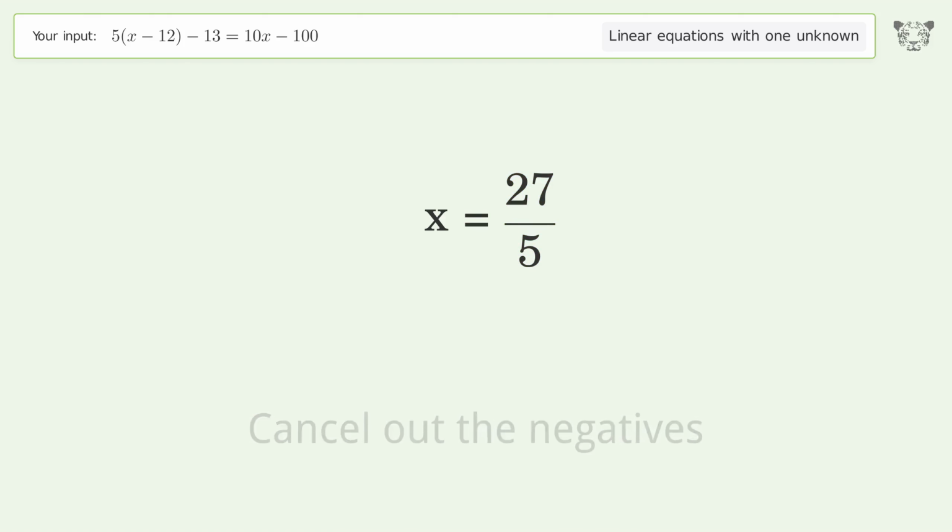And so the final result is x equals 27/5.